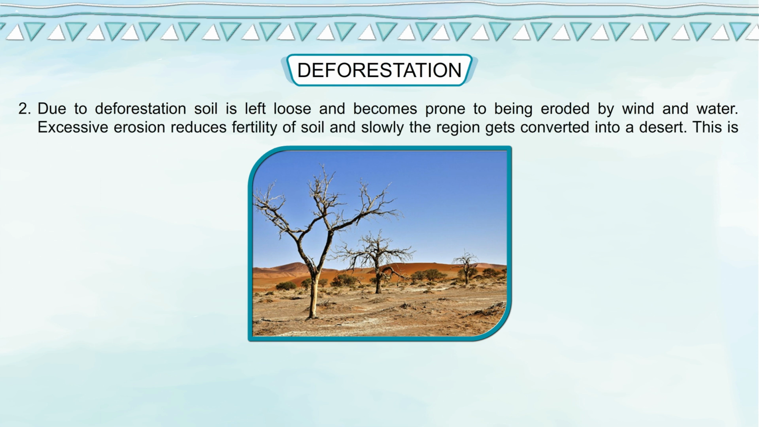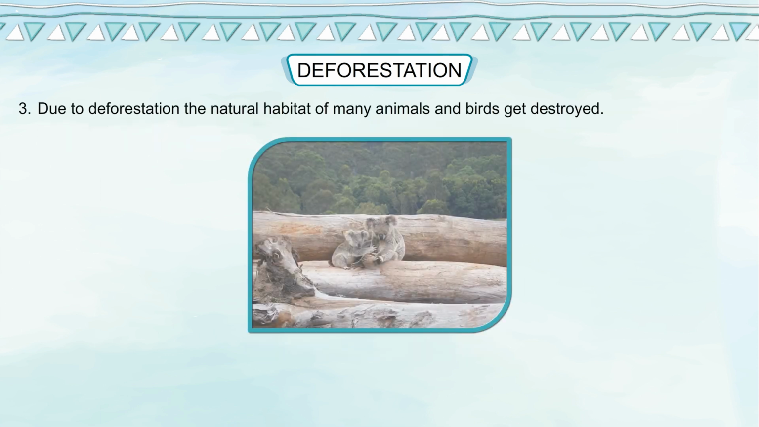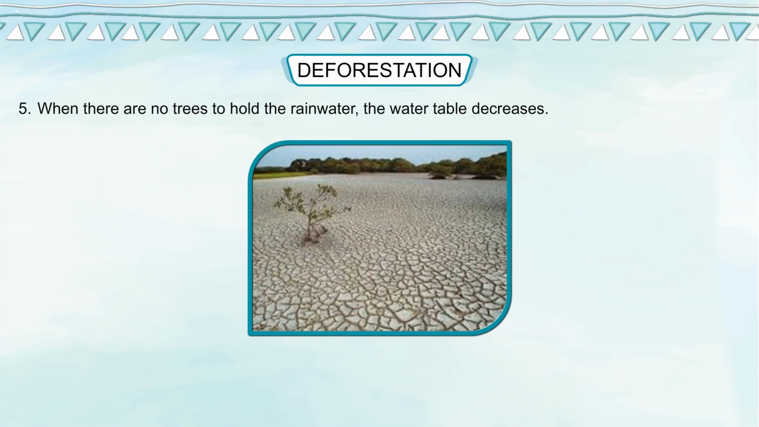Excessive erosion reduces fertility of soil and slowly the region gets converted into a desert. This is known as desertification. Due to deforestation, the natural habitat of many animals and birds gets destroyed. Due to decrease in the number of trees, the rainwater that falls on the ground does not get absorbed. This excess water also contributes to flood. When there are no trees to hold the rainwater, the water table decreases.